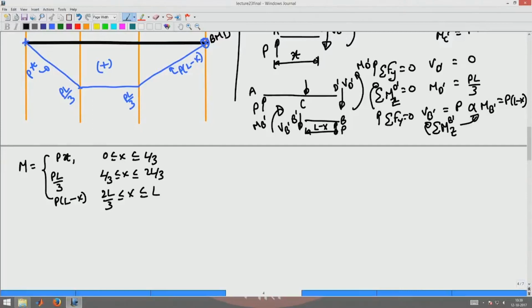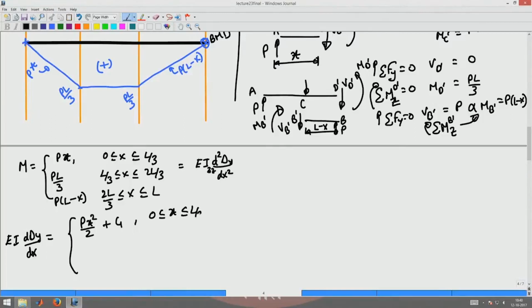To find the deflected shape, you know that this bending moment is nothing but EI d square delta y by dx square from the bending equation. So, to get the slope, that is EI d delta y by dx, I integrate this equation once to get P x square by 2 plus C1 in the region 0 less than x less than or equal to L by 3, and I get it as PL by 3 into x plus C2.